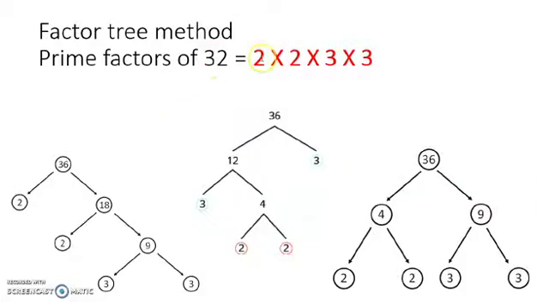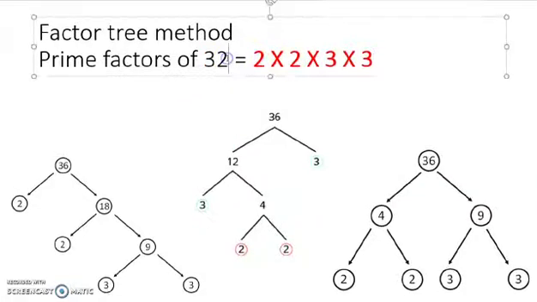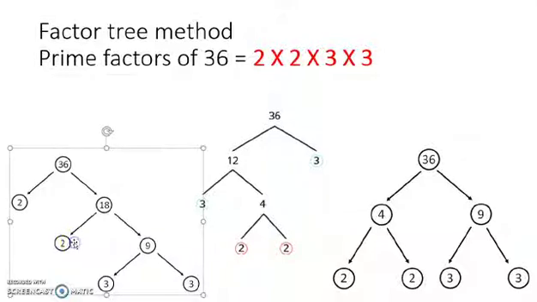Now another example I would like to share with you, because this has a very interesting concept, that we can find prime factors in more than one way. 36, here also 36, here also 36, but all these three are the same. How? Let us show you.